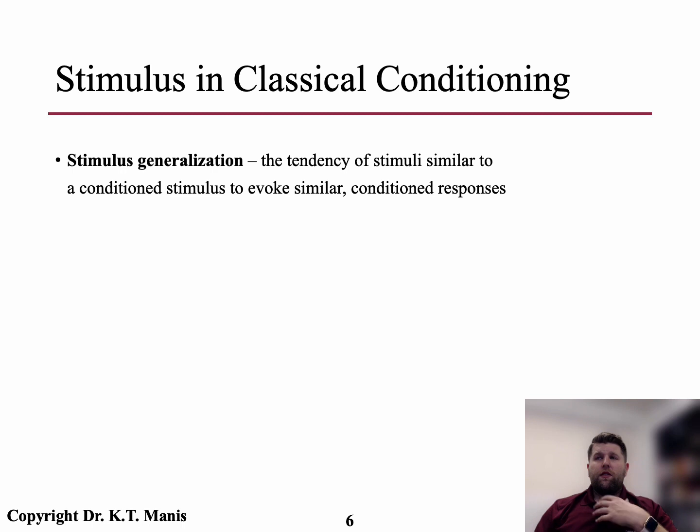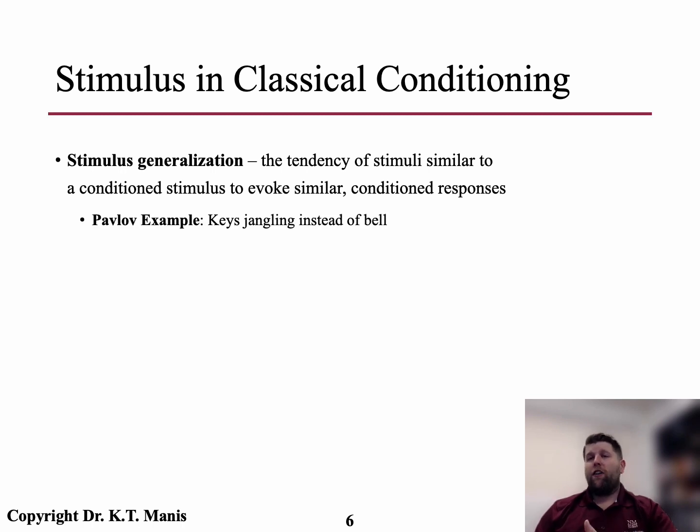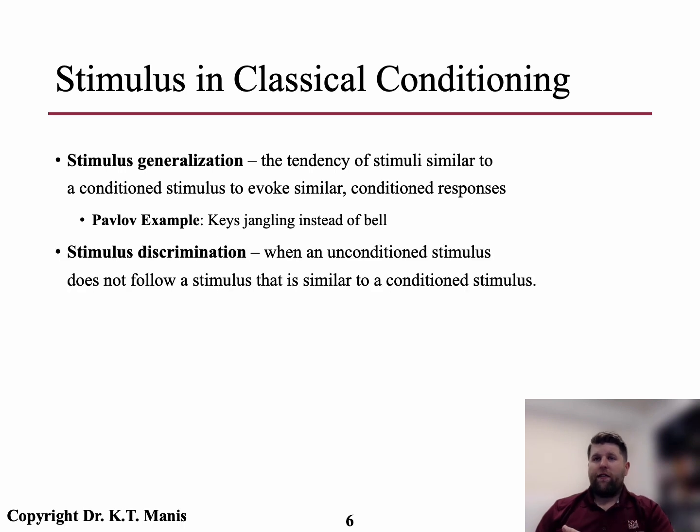With stimuli in classical conditioning, there's stimulus generalization. This is the tendency of stimuli similar to a conditioned stimulus to evoke similar conditioned responses. In the Pavlov example, keys jangling instead of a bell would produce a similar response of the dog salivating. We also have what's called stimulus discrimination, and this is when an unconditioned stimulus does not follow a stimulus that is similar to a conditioned stimulus.